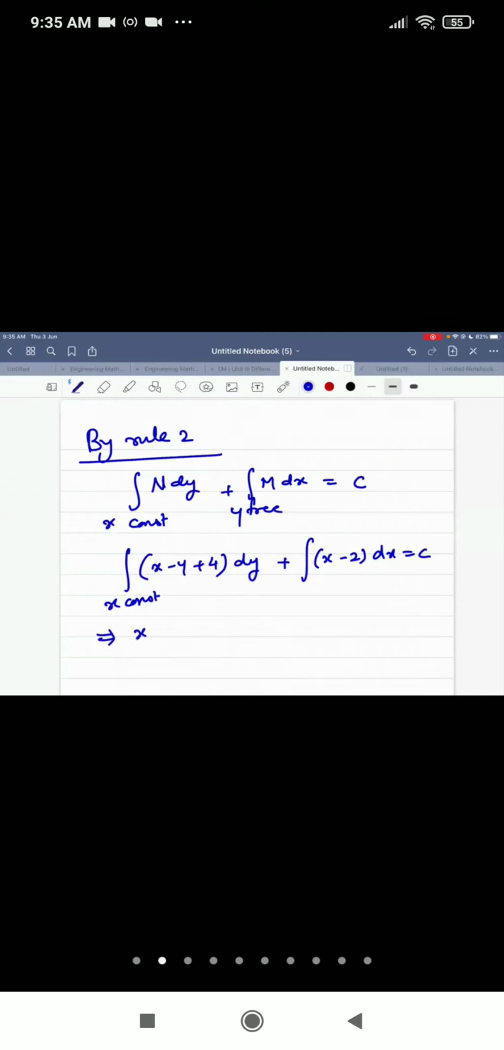x is a constant, integration of dy is y, so minus y square by 2 plus 4y, plus, now integration of x is with respect to x, so x square by 2 minus 2x equal to c. Is it clear to you? Are you getting the same answer? Please check.